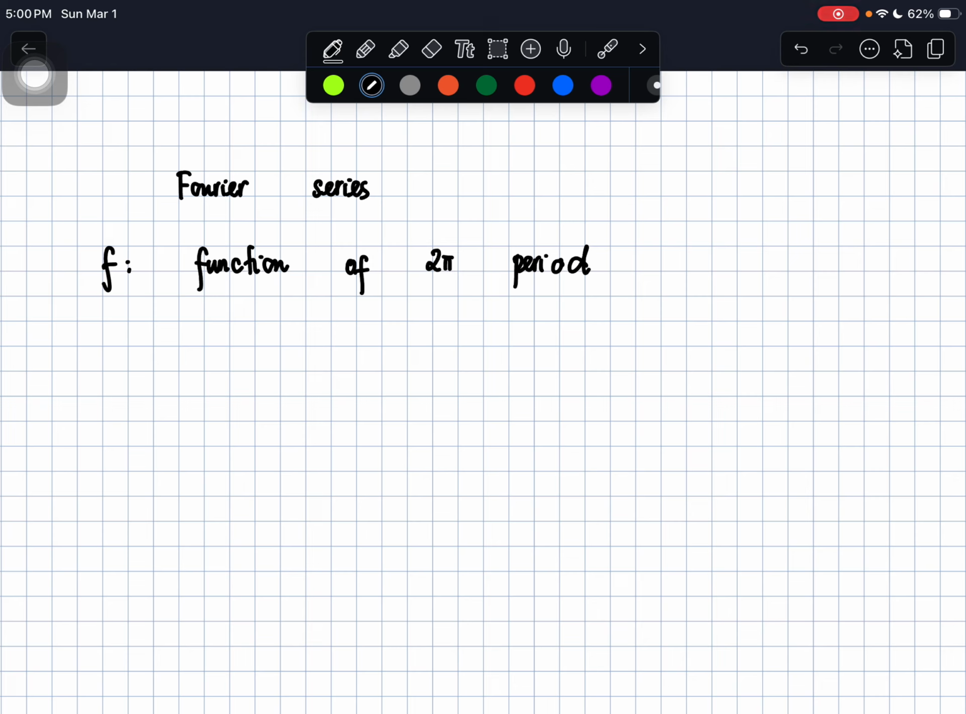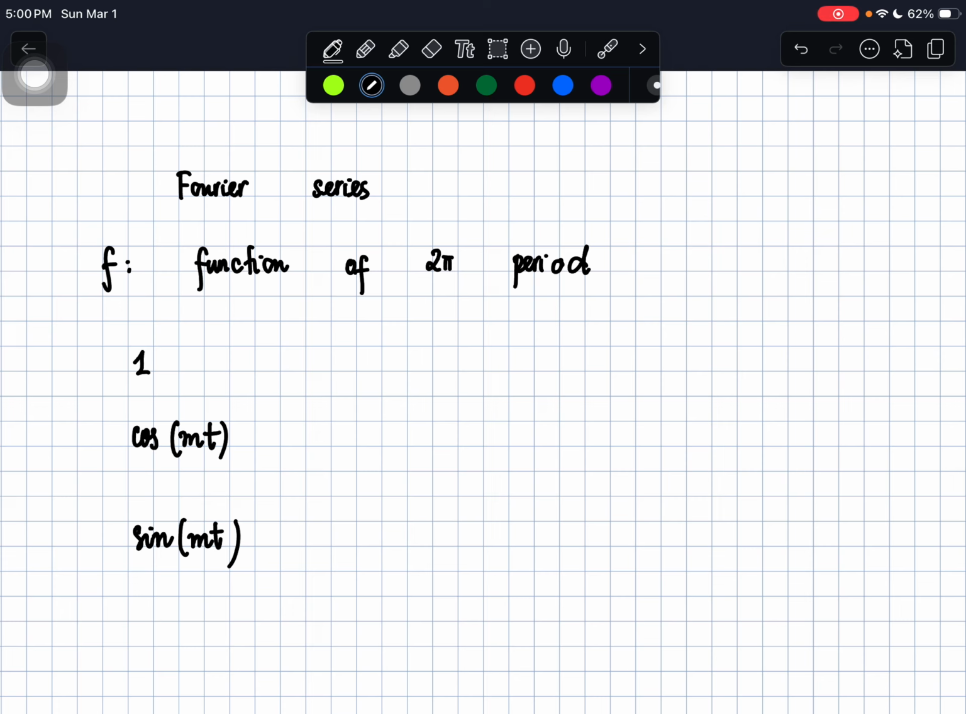Example 1 is a function like f of t equal to 1, which is a function of 2 pi period. In fact, for any constant function, you can choose any positive real number to be a period of this function. So this is an example of functions of 2 pi period. Cosine of mt is a function of 2 pi period. Sine of mt is also a function of 2 pi period.